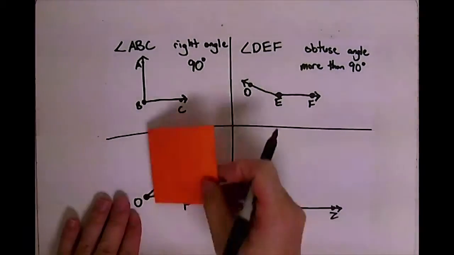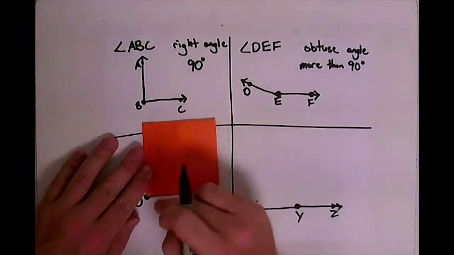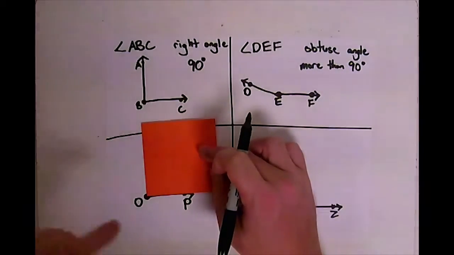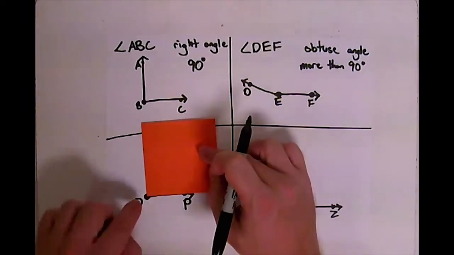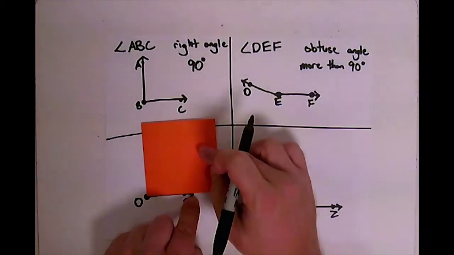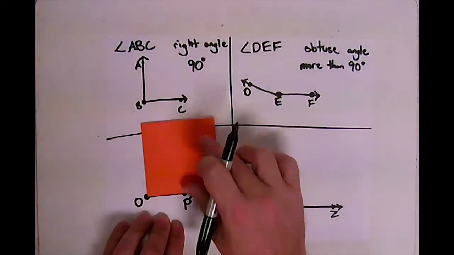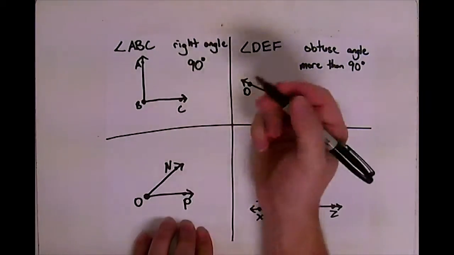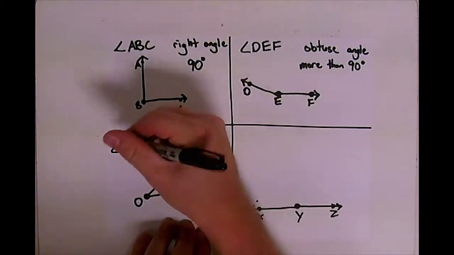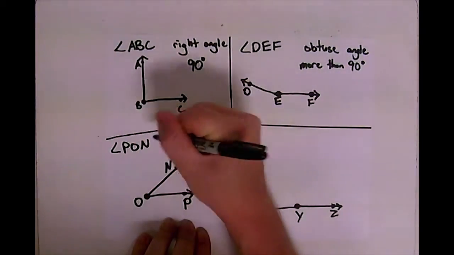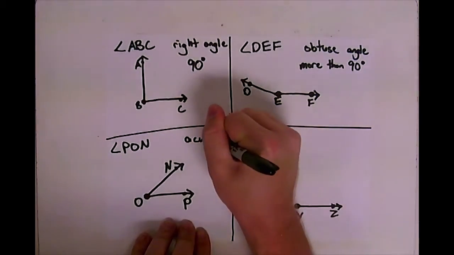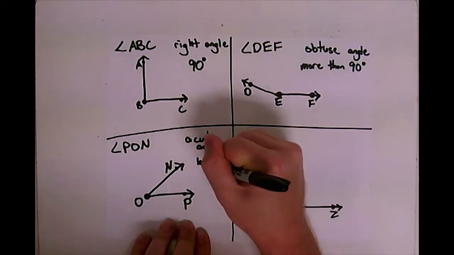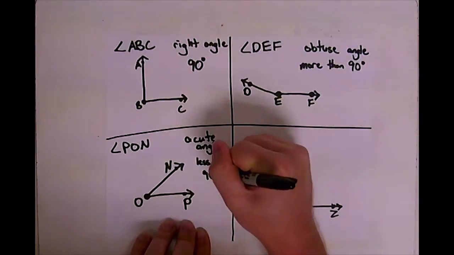Our next one, we're going to put our square or our edge right on the vertex there, and we're going to line it up with one of the edges, and we can see that, well, we can't see our other ray. So if you line it up with your vertex and you're lining up one of the edges and you can't see the other ray or the other line, then that is because it is less than 90 degrees, which makes it an acute angle. So angle, we'll switch it up, P-O-N is an acute angle, and it is less than 90 degrees.